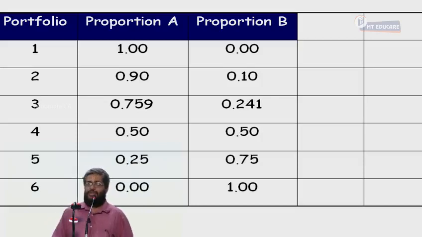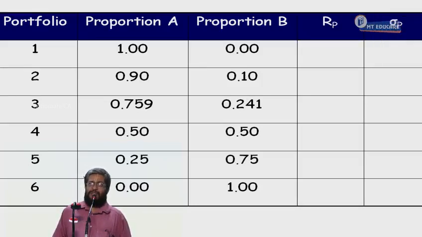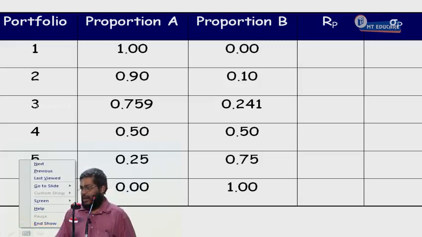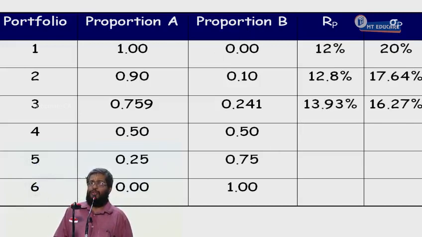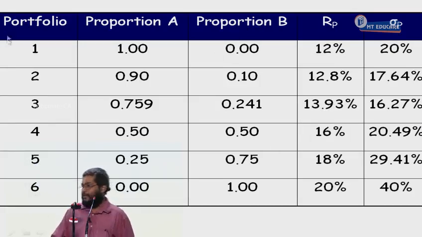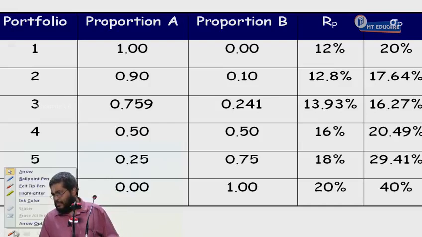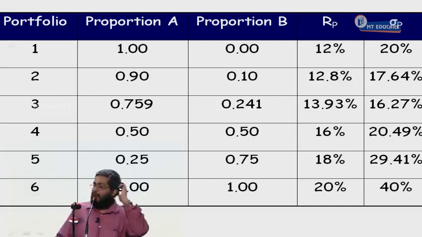For all these portfolios, we found out the portfolio return as well as risk. The return of the portfolio is the weighted average return of the individual securities, where the weights are the proportion of A and proportion of B. And the risk of the portfolio sigma P is given by the formula W1 square sigma A square plus W2 square sigma B square plus 2 into W1 into W2 into sigma A into sigma B into correlation of A and B. For the different portfolios, we found out the risk as well as return. Okay. Can I proceed further?